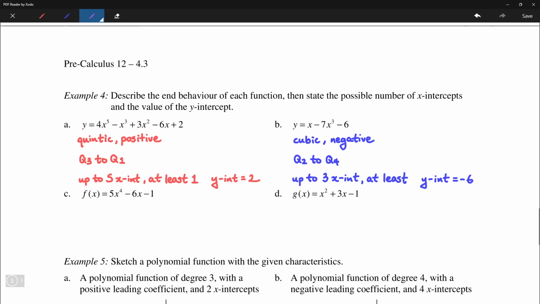So the next one is quartic, degree 4, and it is positive. So it's going to come from quadrant 2 and end in quadrant 1. Now, this graph, since it's even and degree 4, has up to 4 x-intercepts, and it can have 0 x-intercepts. The entirety of the graph can be above the x-axis. And then the y-intercept is just -1.